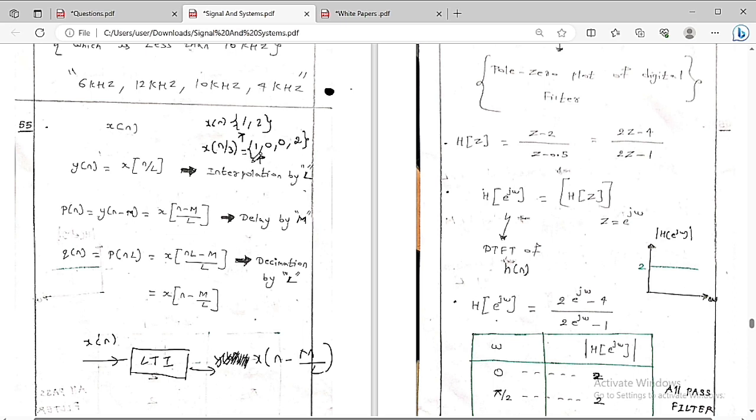So what I am trying to tell you is very simple. If we substitute n equal to 3, then we get 3 by 3, which is 1, and the value is 2. Remaining things we make 0. This is called interpolation.